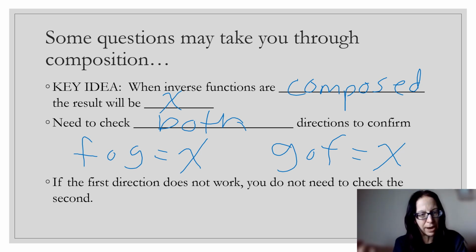You do have to check the second way. If the first one does not give you x, then you don't have to worry about the second one. So if the first direction does not work, you do not need to check the second. But if it does, you do need to show that it works in both directions. And to some extent, that's a formality. That's a math formality that it has to work both ways.